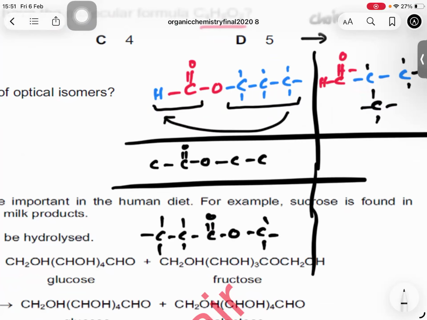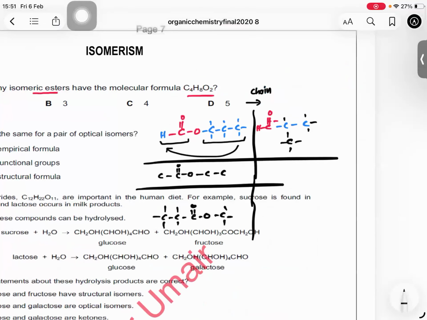But this carbon now can't go back. The last carbon that is attached with oxygen, we cannot change the position of this. So how many isomers in total? 1, 2, 3, 4.